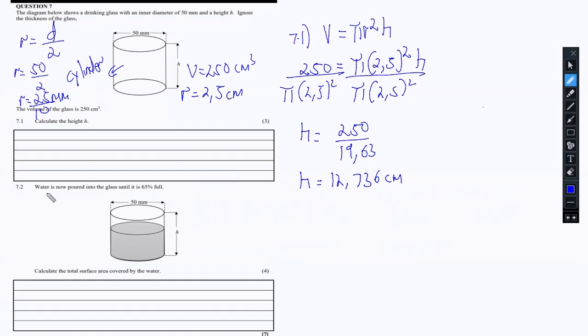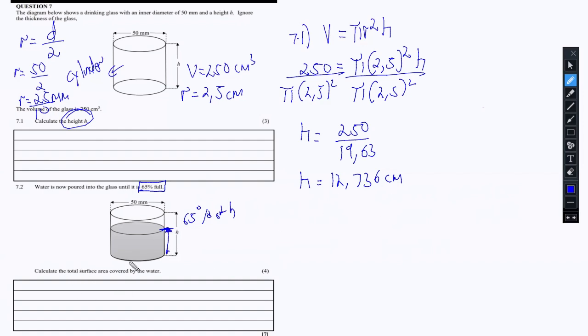Now in 7.2, they say water is now poured into the glass until it is 65% full, right? So as we can see, this affects the height that will be filled by the water. That means the height of the water is now only 65% of the previous height that we calculated here. So this would have to be 65% of the height, all the way from here until where the water stops, right?